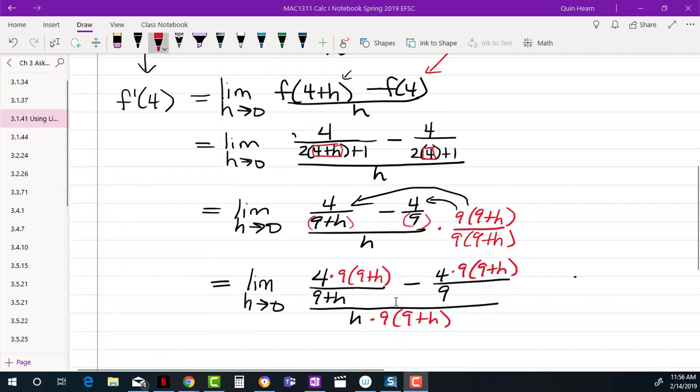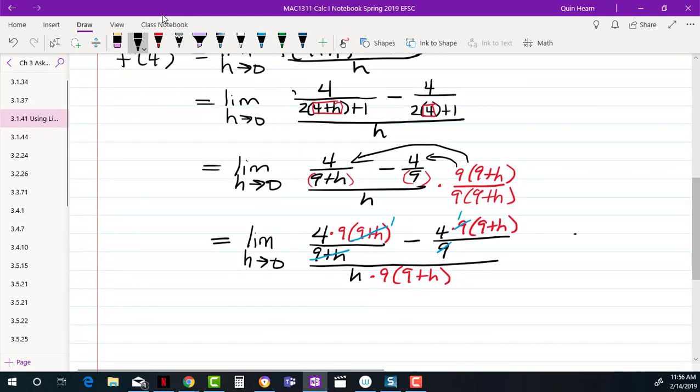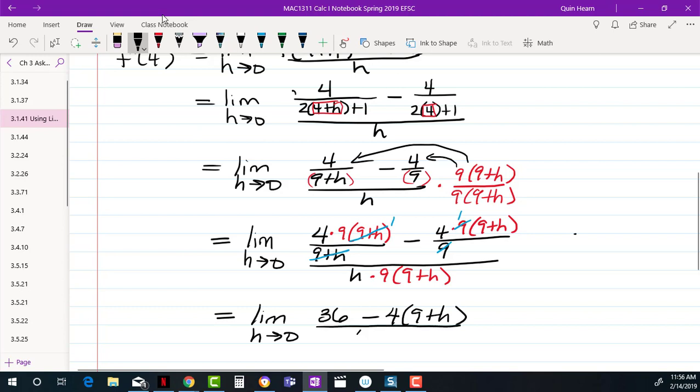And the beauty of that is that we get to cancel a couple things out, right? So 9 plus h cancels with 9 plus h. It divides out to leave a factor of 1. 9 goes into 9 one time. And so we no longer have these little fractions in there. So what we have is the limit as h goes to 0 of 36 minus 4 times 9 plus h over 9h times 9 plus h.